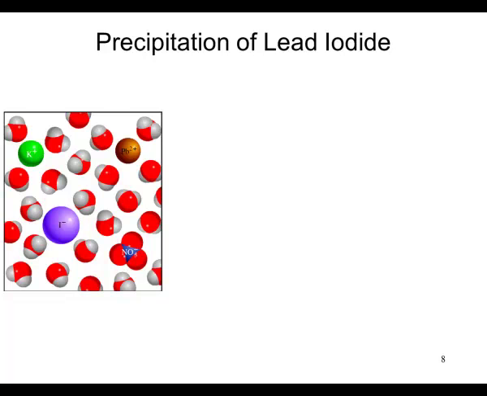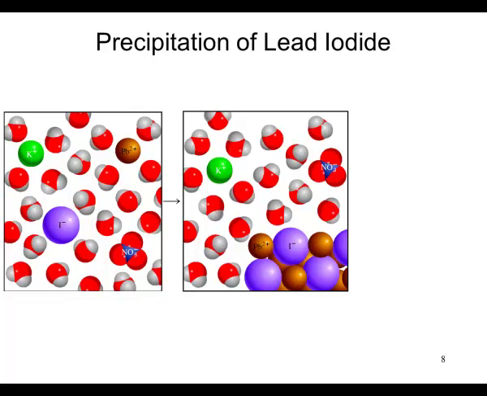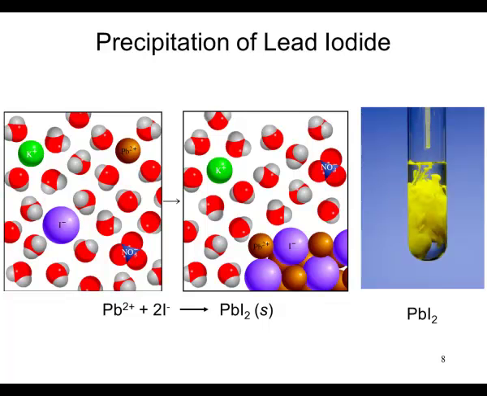Notice that the iodide, the lead, the nitrate, and the potassium are all surrounded by water molecules. Finally, there's an association between the lead and the iodide forming the precipitate. The potassium and the nitrate are still floating around. They are spectator ions. Here's the picture of the actual formation of the lead iodide.